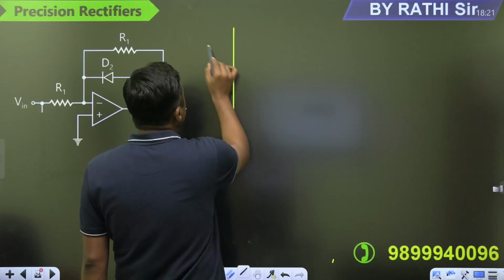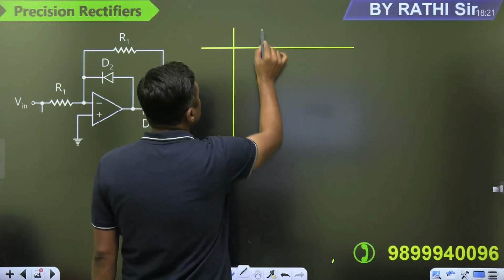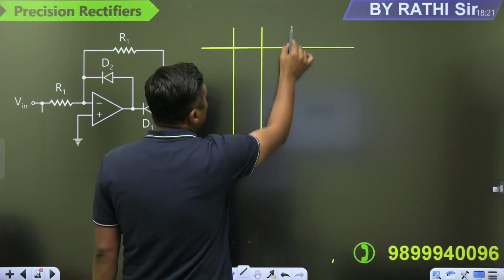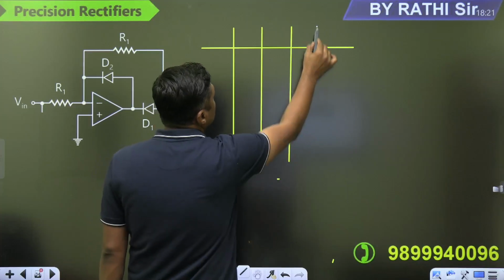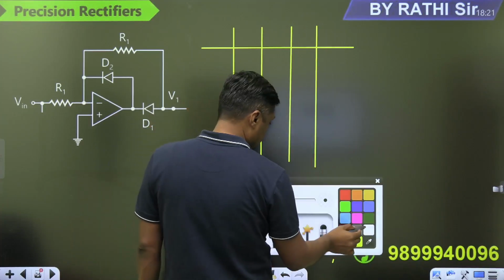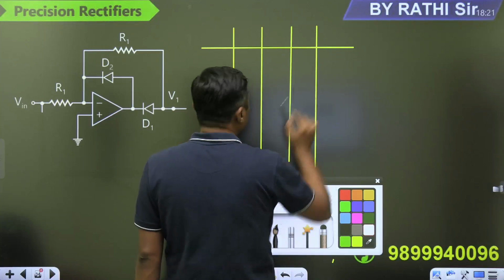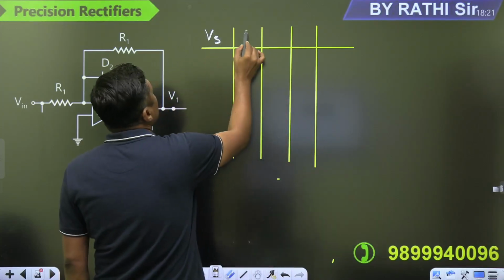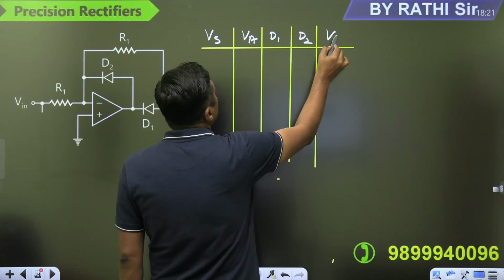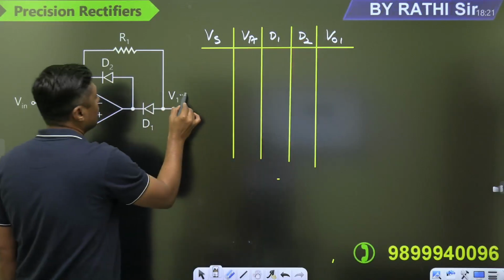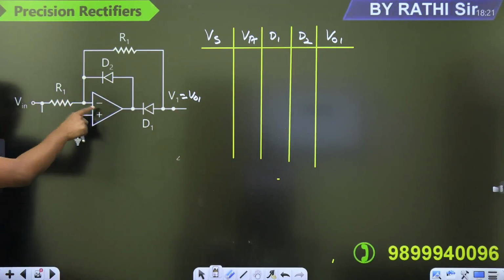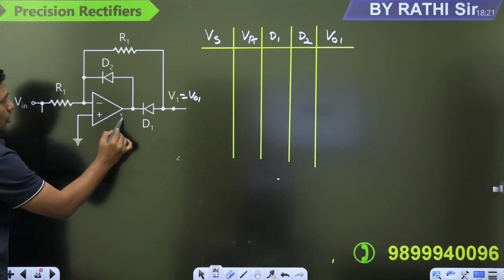Okay. Now you can make proper table. Now this is a very easy table, guys. Just I am writing the VA. What is the position of the diode D1 and what is the position of the diode D2? And finally what will be the V01 or V1. So what is the input? What is the VA? Diode D1, diode D2, and what is the V01 or V1? Now watch this. There is a 180-degree phase shift. This is the VA. Voltage at this point is called VA.